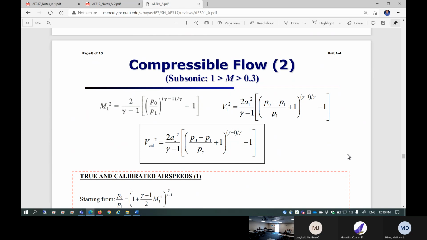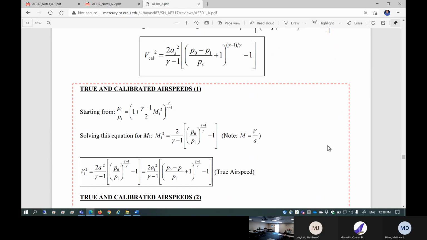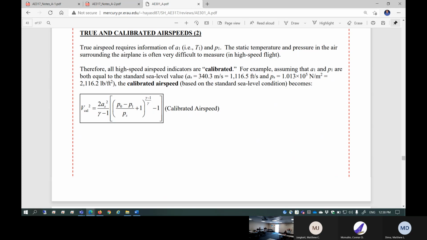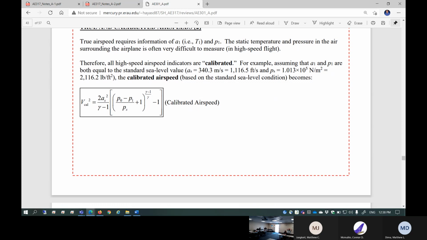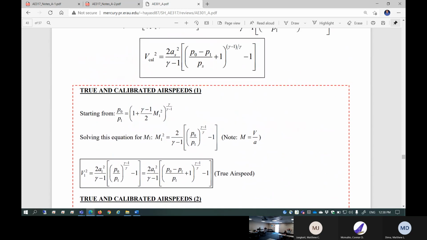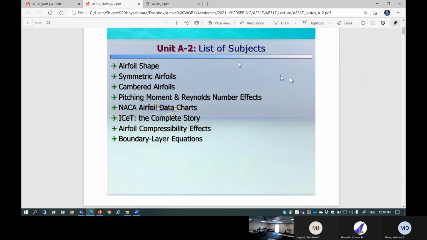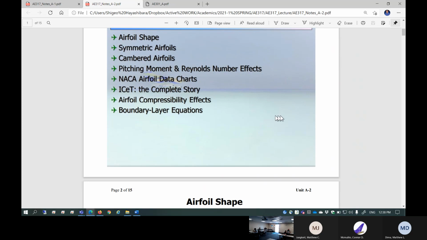This is based on, by the way, Bernoulli's equation. Anyways, Bernoulli's equation, compressible subsonic flow version, is called the energy equation. So can you derive this equation? I hope so, because it's going to be quiz 3. So I hope you can do it. So this is the compressible subsonic airspeed equation. We are going to take a look at it in Unit A2. So that's ICE-T, the complete story. Too bad, you can't escape it.